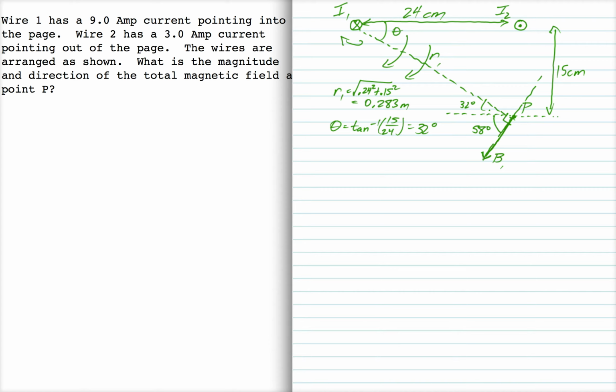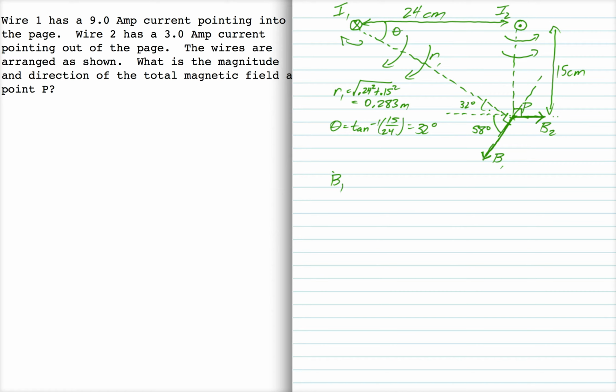Now, as far as I2 is concerned, a line that connects I2 to point P goes like this, and of course it's perpendicular to this horizontal line that I've drawn. And the right-hand rule tells us that the magnetic field for I2 wraps around I2 in a counterclockwise direction, so that means B2 is going to point off like that in the positive x direction. Alright, so I've got the directions of the two vectors. I just need to calculate their magnitudes, right?